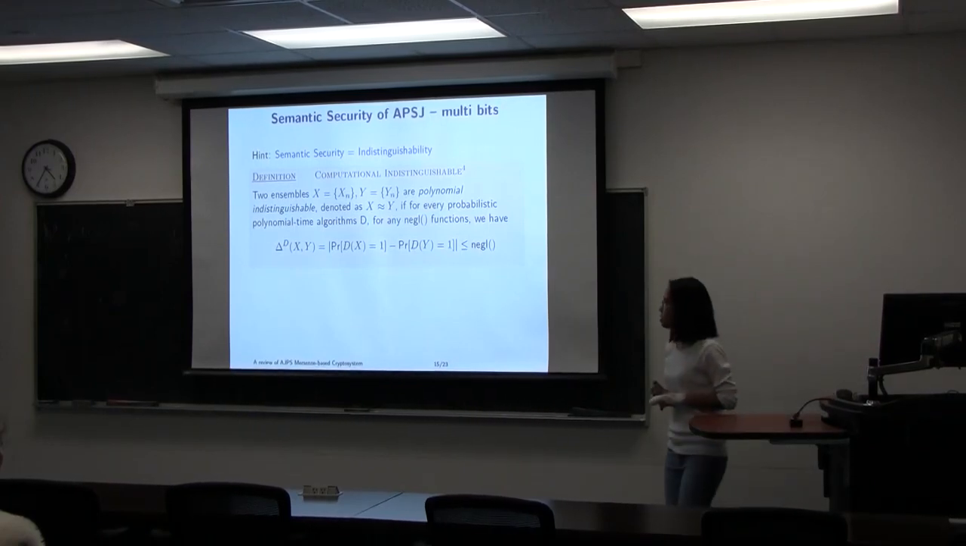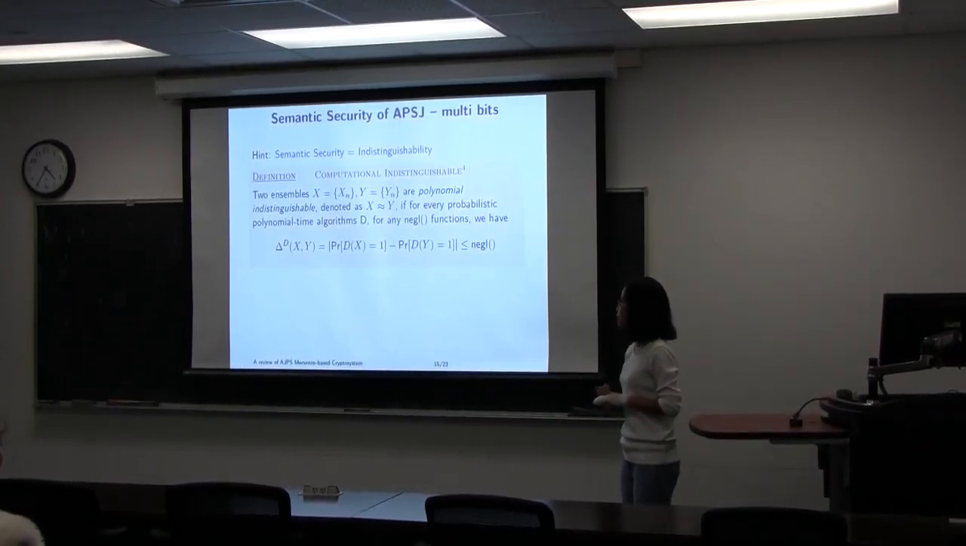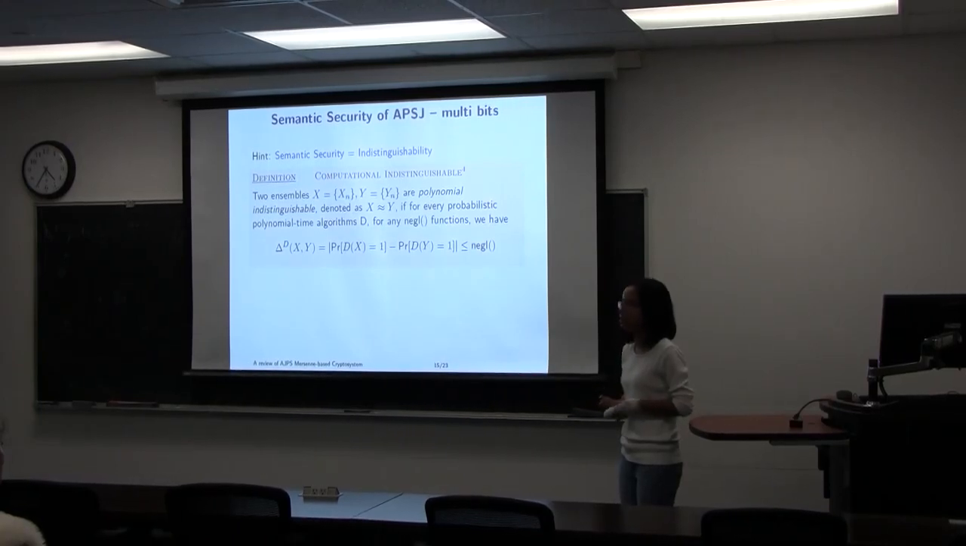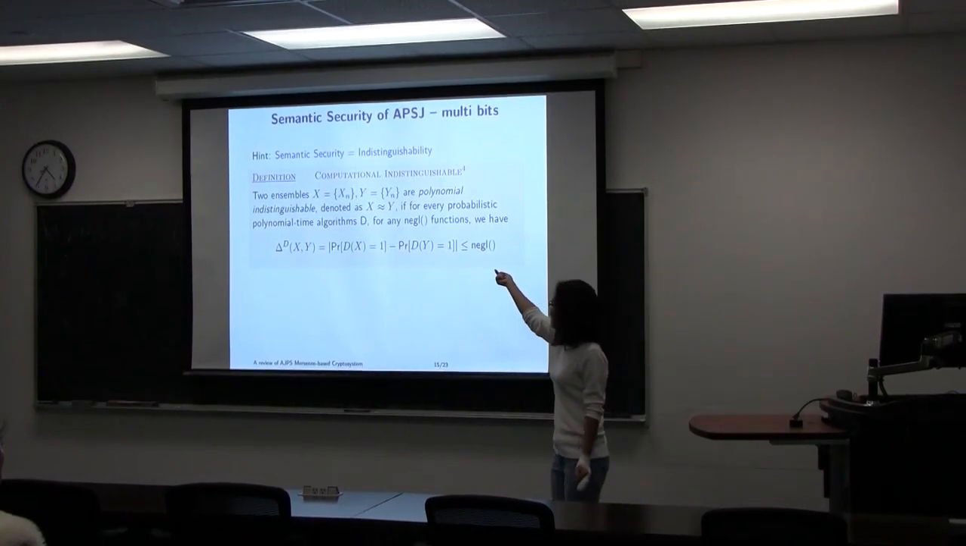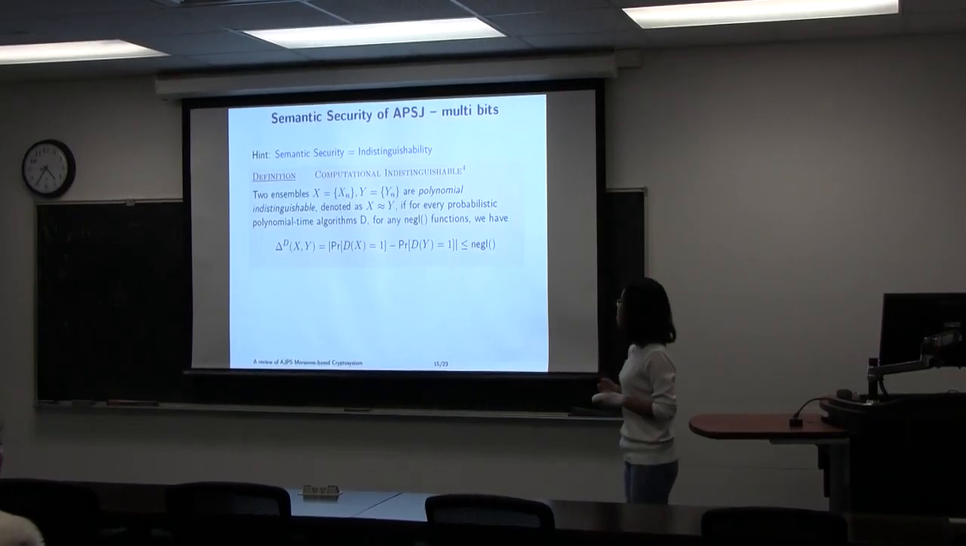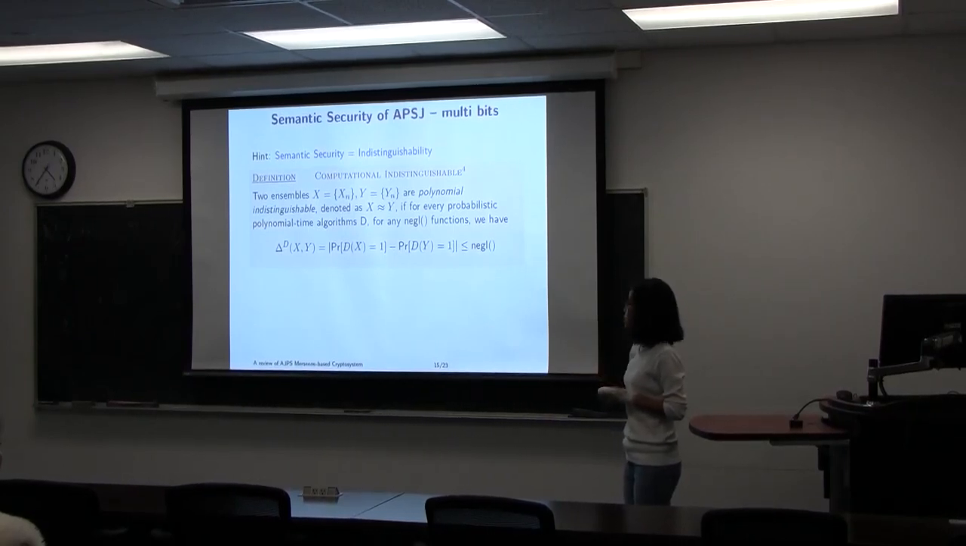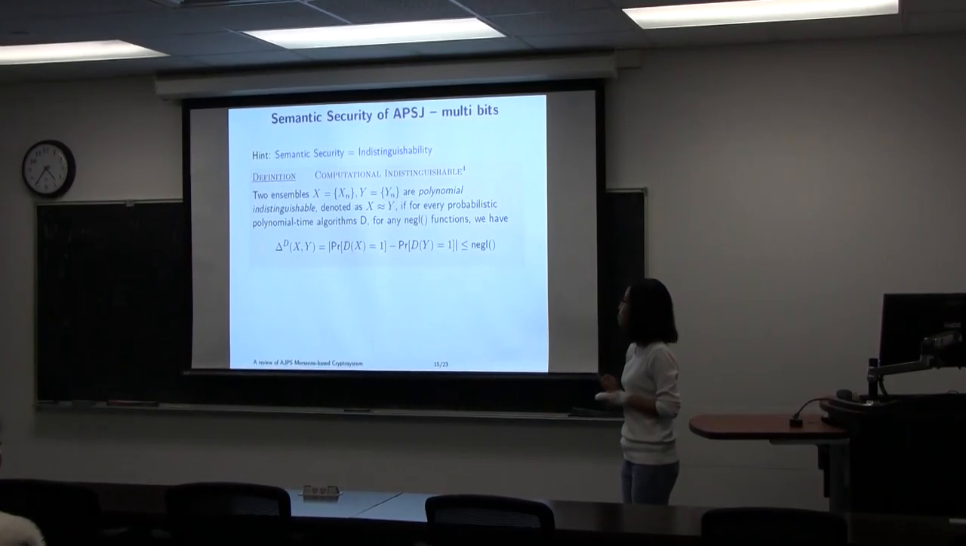There is a definition for this notion. Suppose we have two samples, X equal to Xn and Y equal to Yn. Two samples are just sequences of probability distributions. We say that two samples are polynomially indistinguishable, X nearly equal to Y, if for every probabilistic polynomial time algorithm D and for any negligible function. Normally in the paper they use the original form, like a polynomial in the parameter n over 2 to the power of some security parameter, but actually we can consider it as some negligible function.